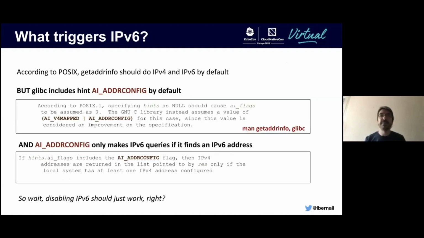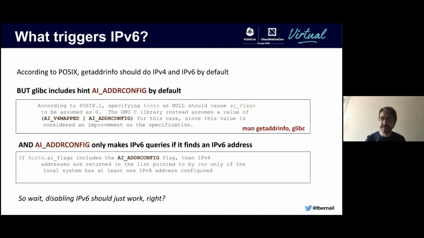So what triggers IPv6? As I was saying before, according to POSIX, you should be getting IPv4 and IPv6 queries. However, the glibc implementation in Linux is using hints that it's not supposed to use in the POSIX spec, but it's doing it because it's helpful. One of the hints used by glibc is AI_ADDRCONFIG, which only makes IPv6 queries if it finds an IPv6 address. Since we disabled IPv6 in the kernel, we shouldn't have any IPv6 addresses, so disabling IPv6 in the kernel should just work. But as we saw, it doesn't.